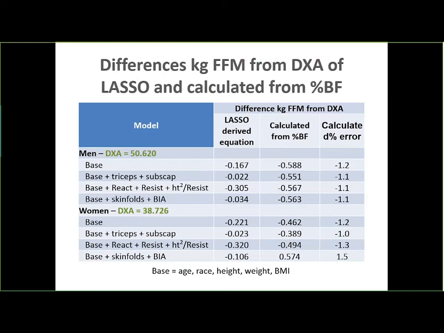And you can see if you derived a new lasso equation, the differences were quite small. If you calculated it from the percent body fat equation, the differences were a little larger. But I want to point out that as a percent error, not percentage of body fat, but a percent error of the amount, this is only a 1% error. So you're getting an equivalent R-square and only a 1% error in underestimation in these cases.